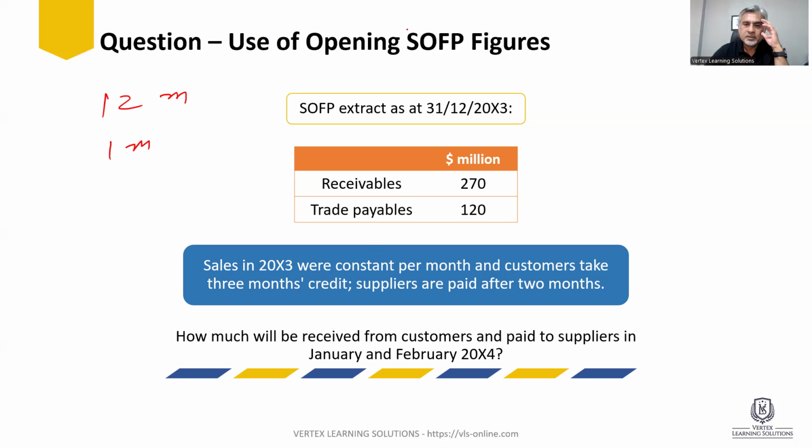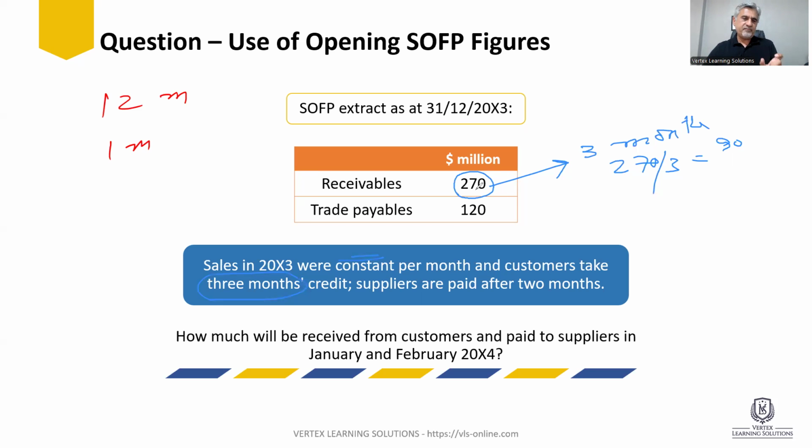So if you have this receivable of 270 million and sales are constant, and it says that customers pay in 3 months, it means that at any point in time, you have 3 months of receivables. So this receivable is actually from 3 months of sales. So it means 270 million divided by 3. So it is 90 million per month. So it is 90, 90, 90.